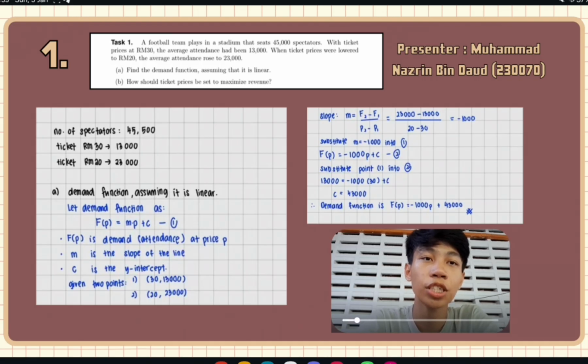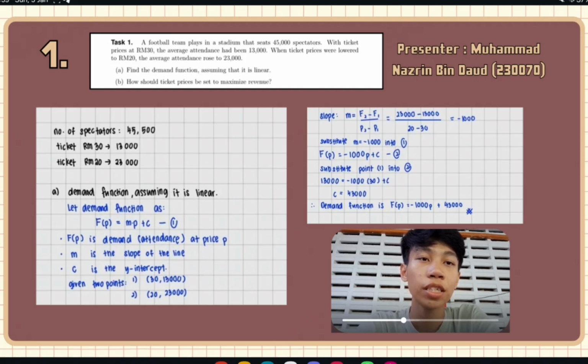For task 1, question A, it asks for the demand function and assume it is linear. So we let the demand function as f(p) equals mp plus c as the first equation, where f(p) represents demand, which is attendance at price p. m is the slope of the line and c is the y-intercept.